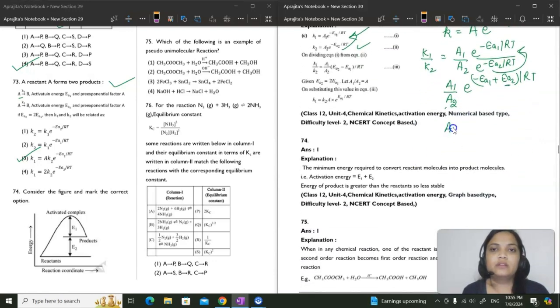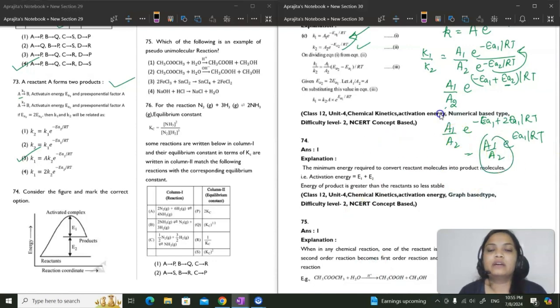So let me write it here. A1 upon A2, e to the power minus EA1 plus 2EA1 upon RT. It will become A1 upon A2 e raised to the power EA1 upon RT. So A1 upon A2 we can write as A, and K1 will be equal to K2 into A e to the power EA1 upon RT. So it has to be positive. Yes, it will be positive in this case, so all the values are positive.